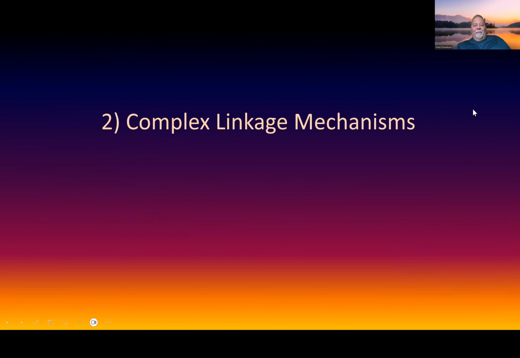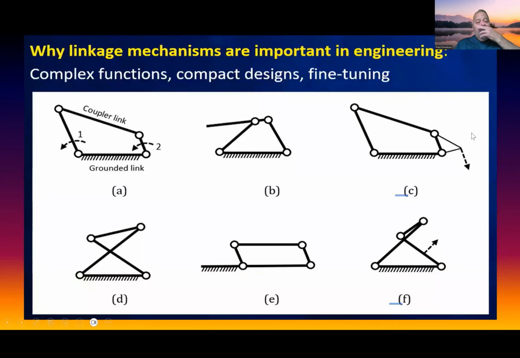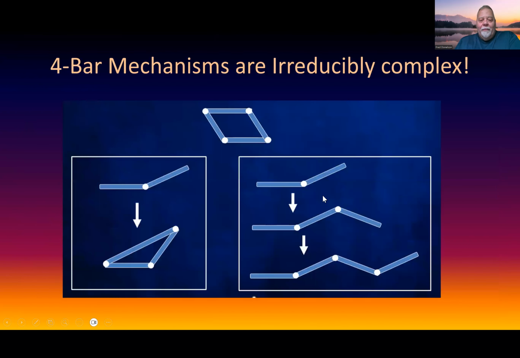Now, the second thing we want to mention is these things called complex linkage mechanisms. Why are linking mechanisms important in engineering? Well, when you link up certain things, you can get complex functions or compact designs or fine tuning in engineering. Engineers know that what I've got pictured here are basically 4-bar systems, and you have these different things hooked up together, and depending on your input and your output, you can get different things happening.